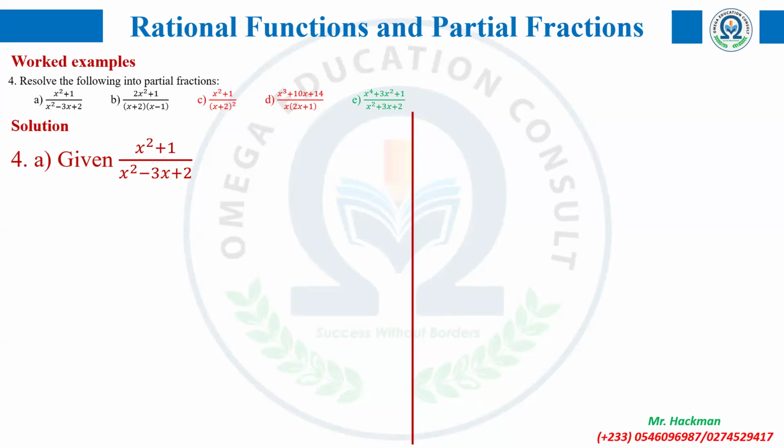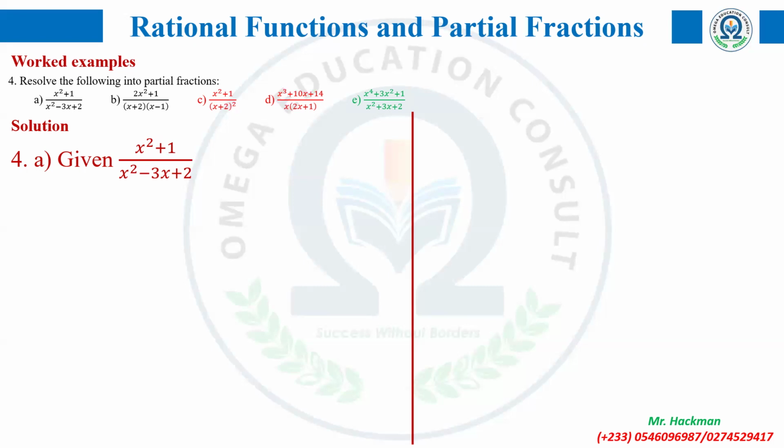First question, proper or improper? Indirectly, I've answered that question because I told you that this worked example number 4 is all about improper fraction. So the degree of the numerator is 2, that of the denominator is 2. Is that not it? So making it what? Improper. Once it's improper, you cannot write the identity straight away.